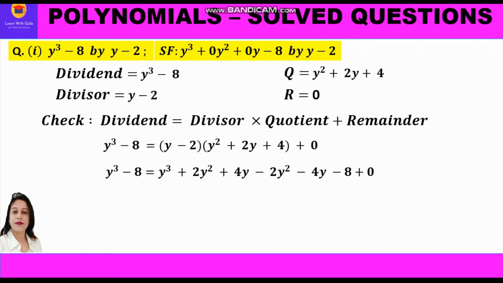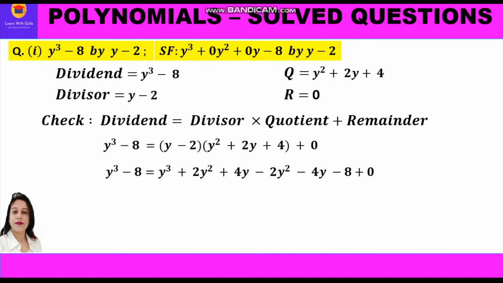Y cube minus 8 is equal to, we have to multiply a binomial with a trinomial. So first we will take the first term of the binomial and multiply it with the 3 terms given in the trinomial. And then we shall take up the second term of the binomial and multiply with the 3 terms in the trinomial. So let's start. Y into y square is y cube. Y into 2y is 2y square. Y into 4 is 4y.